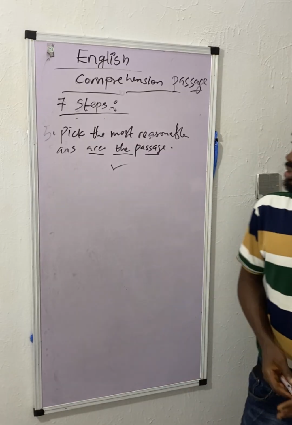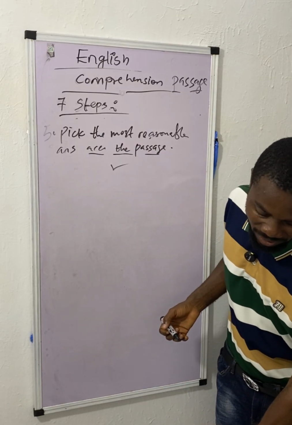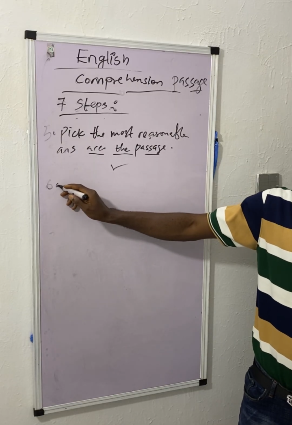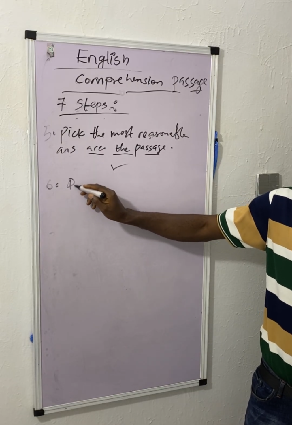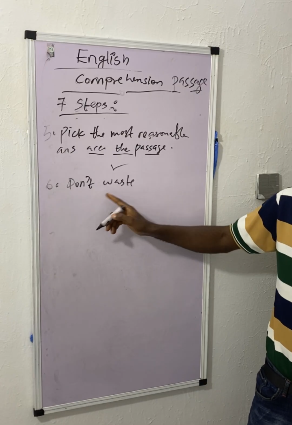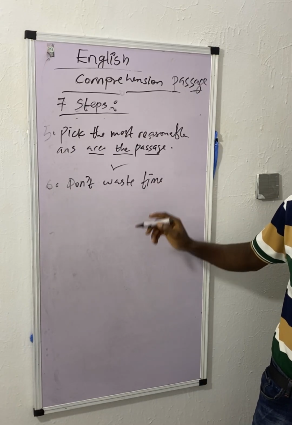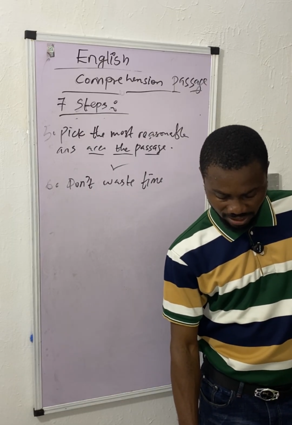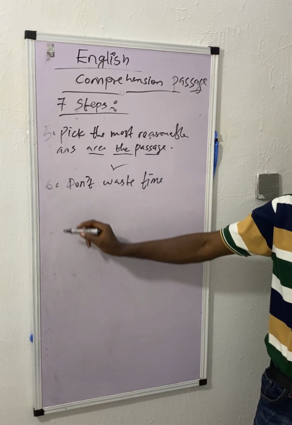Then at number 6, the sixth technique is skip anything that costs you additional time. Do not waste your time. Do it very fast. Anything that is costing you additional time, abandon it and move ahead. Be fast.